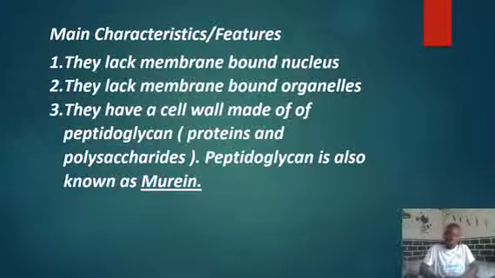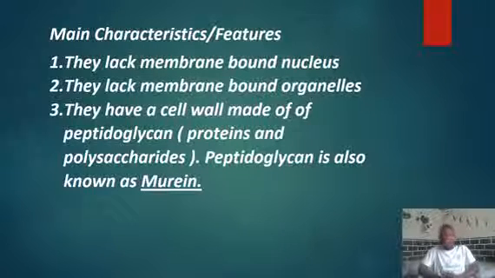So the first feature, really the main characteristic of these organisms, is that they lack a membrane bound nucleus. It means that they have nuclear material, but they don't have a membrane surrounding the nuclear material. Then 2, they also lack membrane bound organelles. It means that their organelles are also lacking membrane. So they have ribosomes, they have other organelles, but the organelles that they have do not have membrane surrounding them.